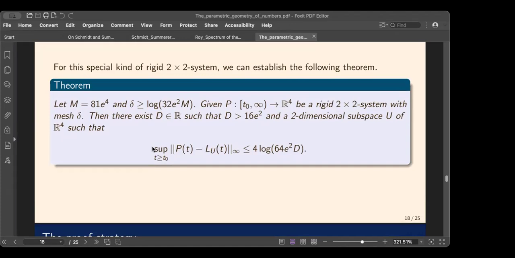D depends on the dimension. D only depends on the dimension. It doesn't depend on P. Oh yeah, D is a constant. Oh, sorry, I see. Here we can say there exists D such that for every P, there exists some constant. So it's uniform. Yes.